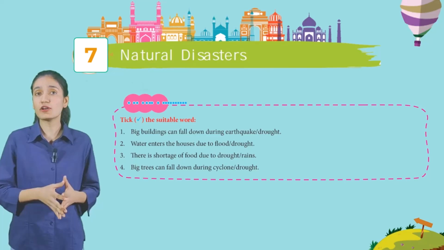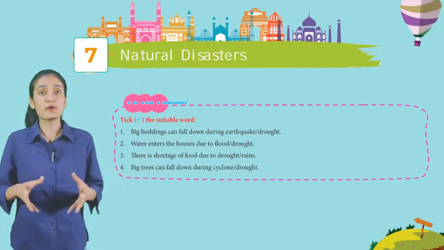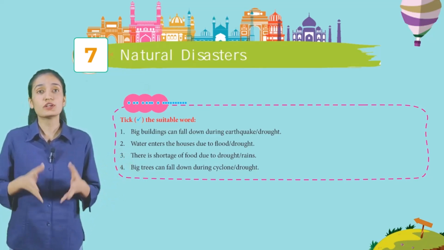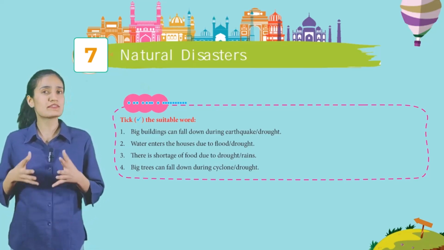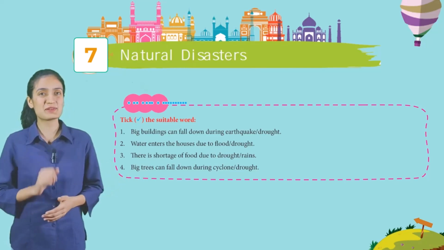Big buildings can fall down during earthquake or drought. Water enters the house due to flood or drought. There is shortage of food due to drought or rain. Big trees can fall down during cyclone or drought. Students, you have to take the suitable word.